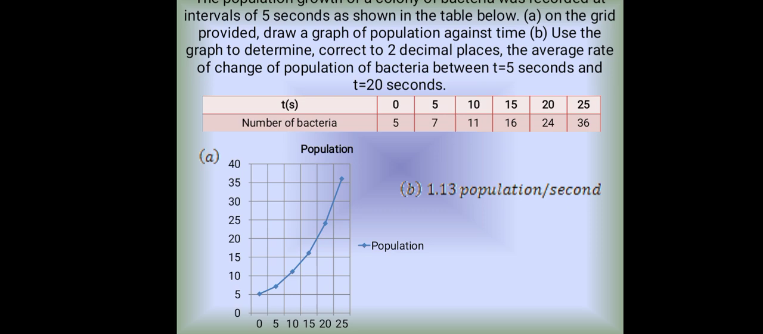The population growth of a colony of bacteria was recorded at intervals of 5 seconds as shown in the table below. A. On the grid provided, draw a graph of the population against time. B. Use the graph to determine, correct to 2 decimal places, the average rate of change of population of bacteria between T equals 5 seconds and T equals 20 seconds.